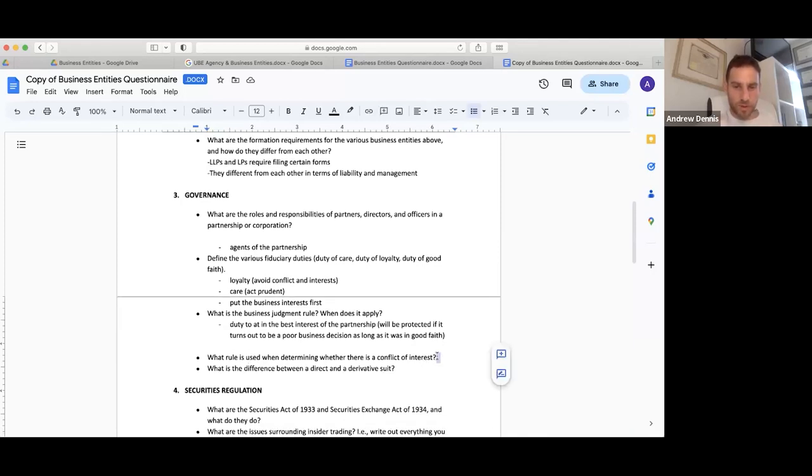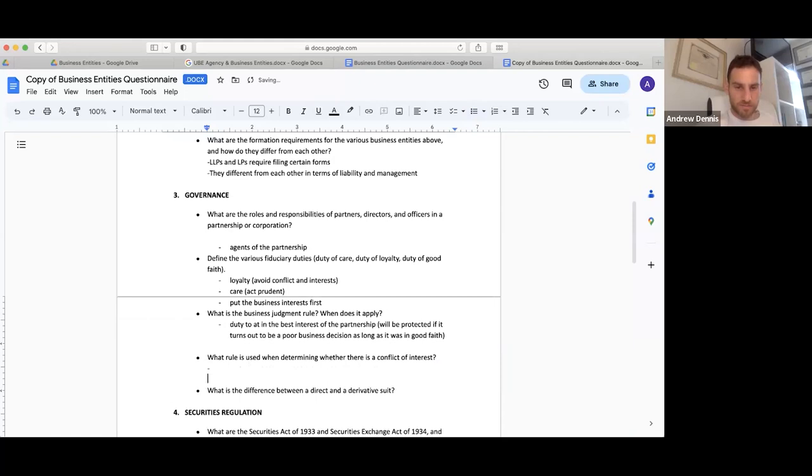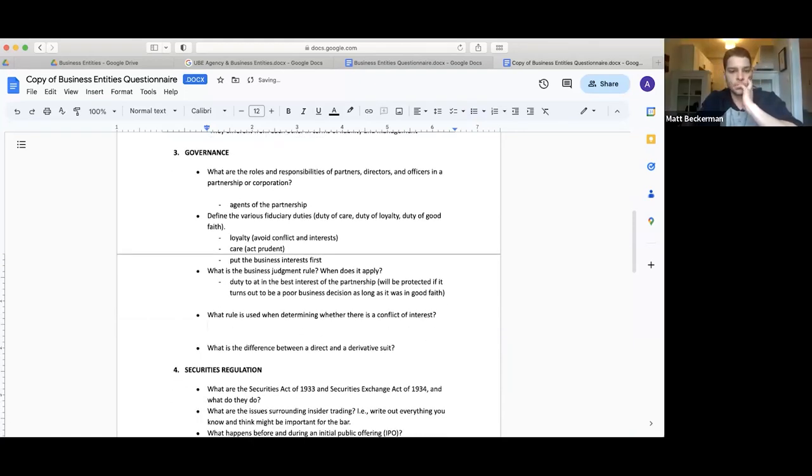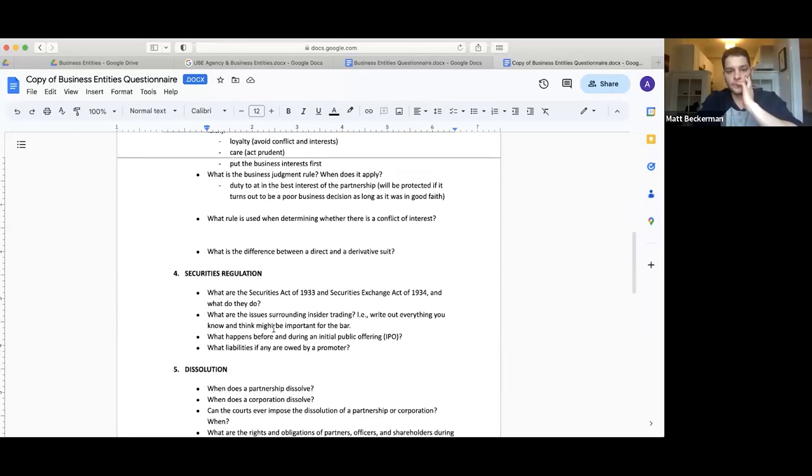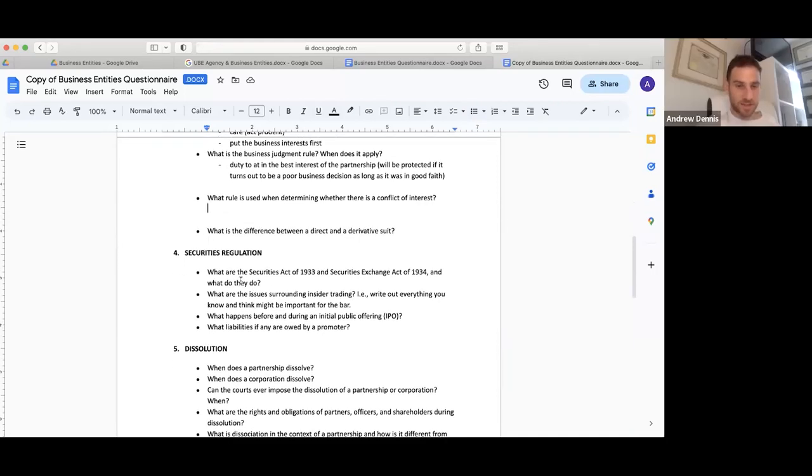What rules do you use when determining whether there's a conflict of interest? I think these are more corporation topics. I guess they apply to partnerships also. And direct and derivative suits, we'll skip them. You can skip that and do it tomorrow. Yeah, securities regulation, that's definitely corporations. I teach for the Series 7, so this is my jam right here.